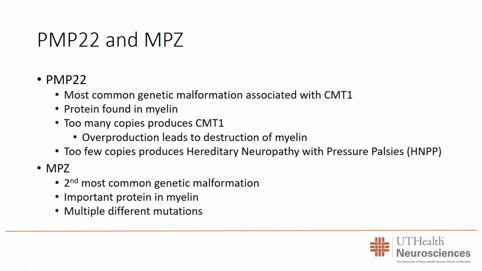But if you have too few copies, you'll develop something called HNPP, or hereditary neuropathy with pressure palsies. Patients with HNPP usually will come in with multiple median neuropathies, or they'll have ulnar neuropathies, they'll have foot drops. And I just thought this gene is really interesting to talk about, because there's not many genes where having too many or too few can produce two different conditions. To me, that's kind of cool. The MPZ gene, it's the second most common genetic malformation, and this also is an important protein found in myelin.